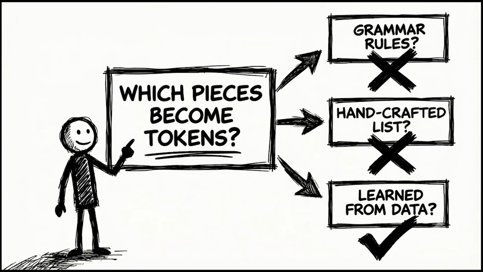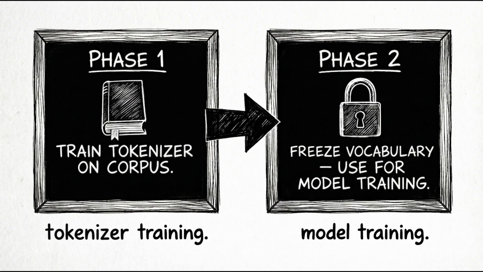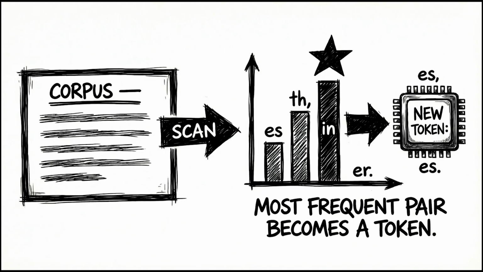Now let's look at how subwords are chosen. An obvious question is, how does the tokenizer decide which pieces become tokens? It doesn't rely on linguistic rules written by hand, it learns from data. The process has two phases. First, you train the tokenizer on a large text corpus, then you freeze the vocabulary and use the tokenized input for model training. During tokenizer training, the algorithm analyzes billions of characters and identifies sequences that occur frequently together. Common combinations gradually become individual tokens.